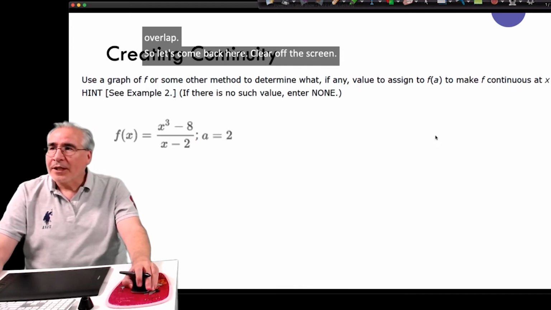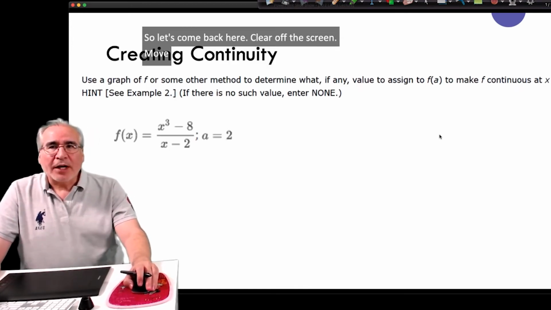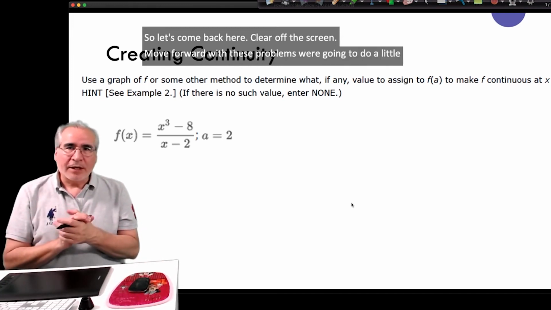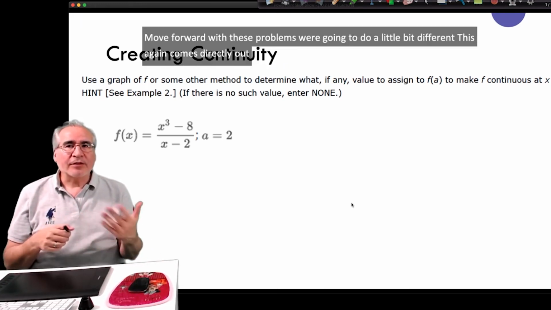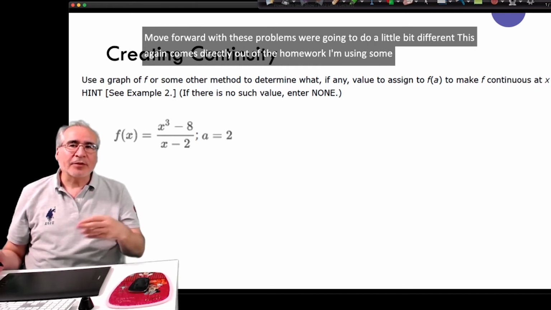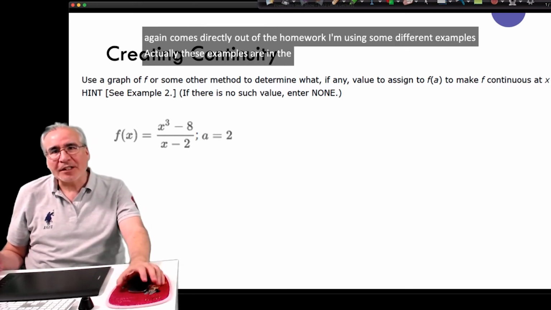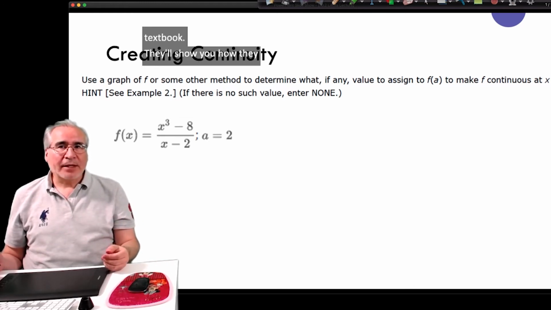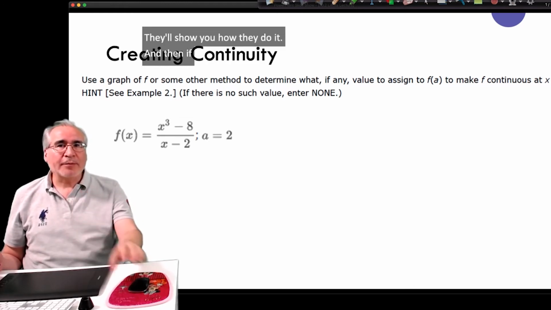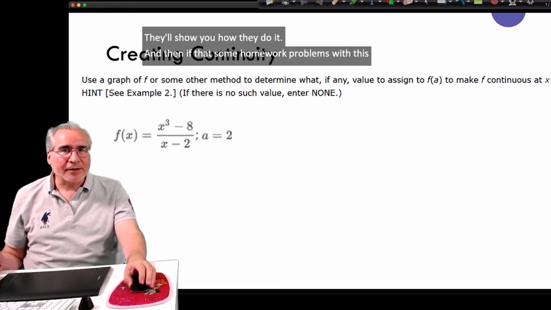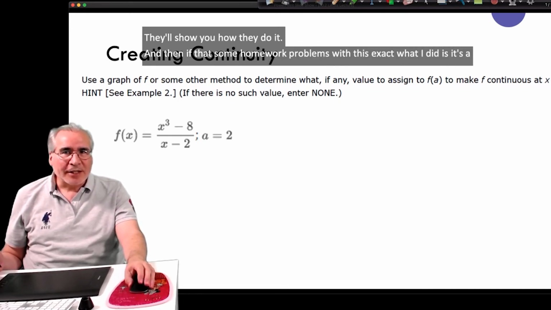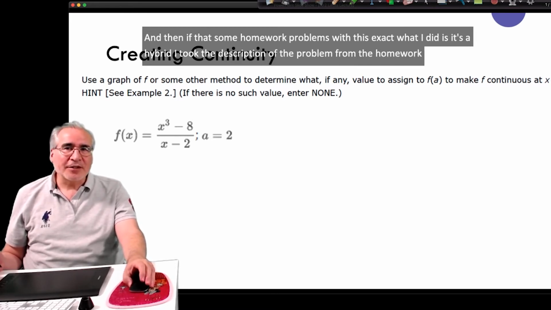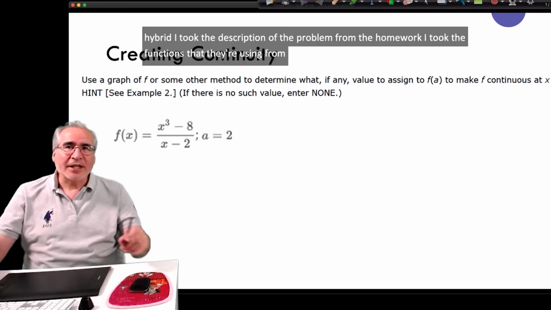Let's move forward. With these problems, we're going to do a little bit different. This, again, comes directly out of the homework. I'm using some different examples. Actually, these examples are in the textbook. So if you want to look at the textbook, they'll show you how they do it. And then you've got some homework problems with this exact, what I did is it's a hybrid. I took the description of the problem from the homework. I took the functions that they're using from the examples in the textbook.